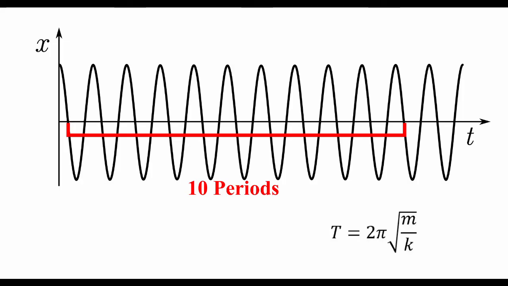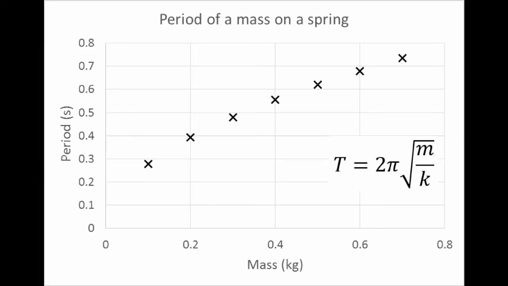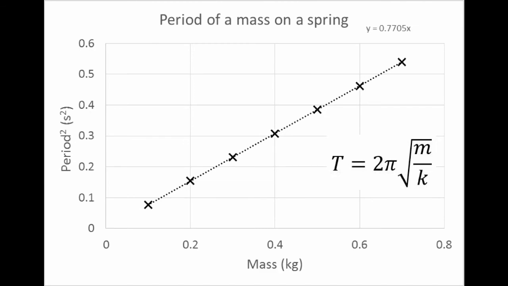Using Logger Pro 3, you will measure the time for a certain number of cycles of oscillation for a particular mass. You will then calculate the period, the time for one cycle of oscillation. This is done for several different masses, enabling you to create a plot of period against mass. This is not expected to be a straight line plot because it is a square root relation. A graph of T squared against mass will be a straight line plot, and you can use the slope to determine the spring constant.